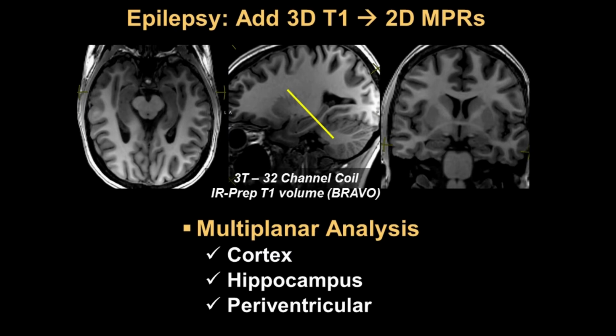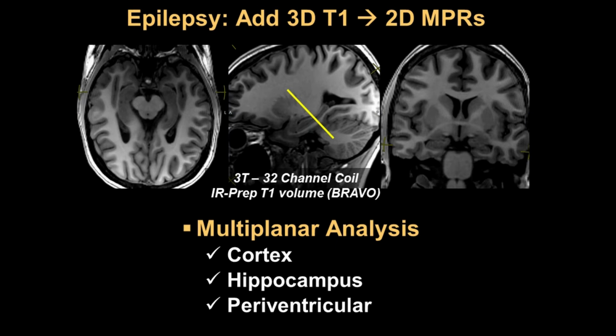So in particular, when we look at these patients, we want to add a volumetric, high-resolution T1 weighted sequence. We want to ideally look at this in multiple planes in real time. We want to interrogate the hippocampi, as we'll see later, preferably in an orthogonal plane to the long axis of the hippocampus. We want terrific gray-white distinction.